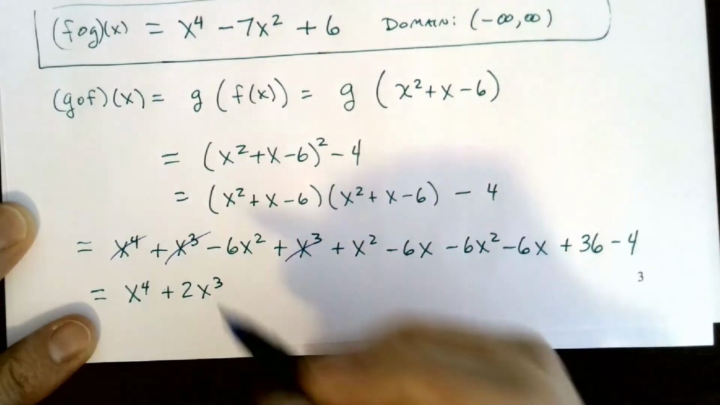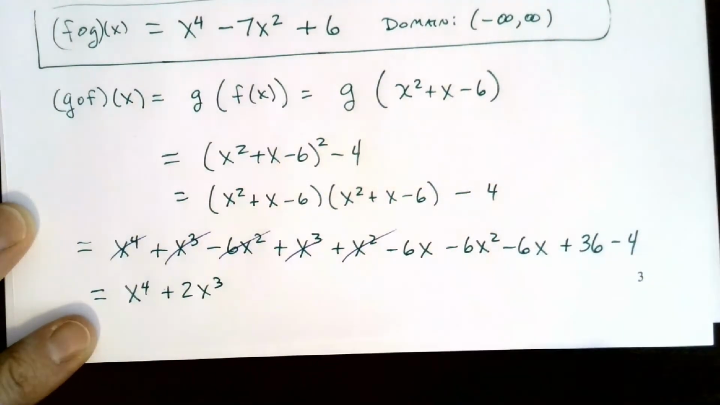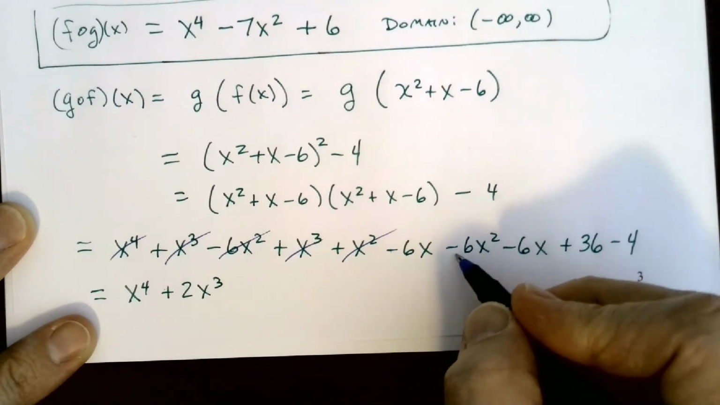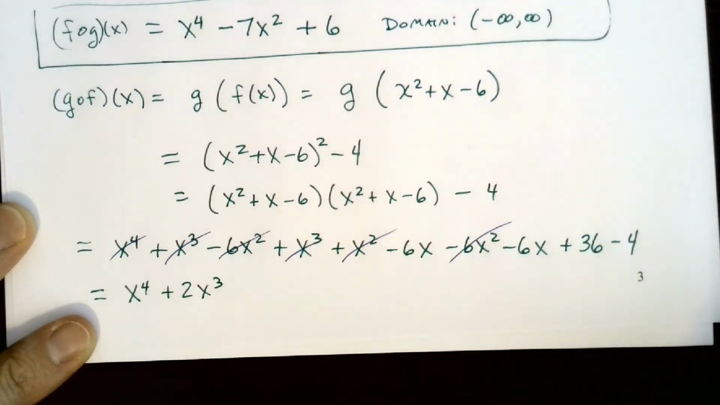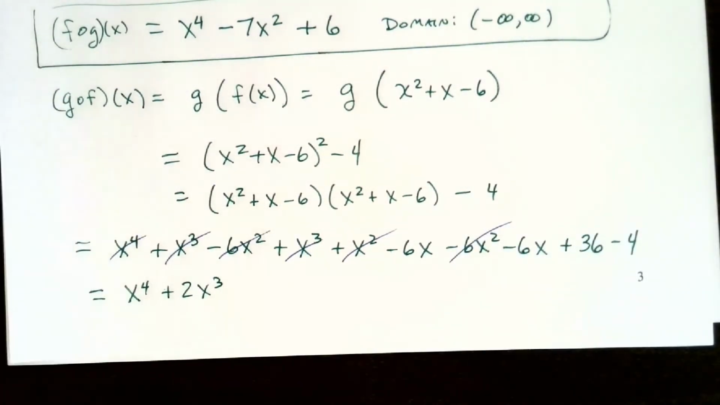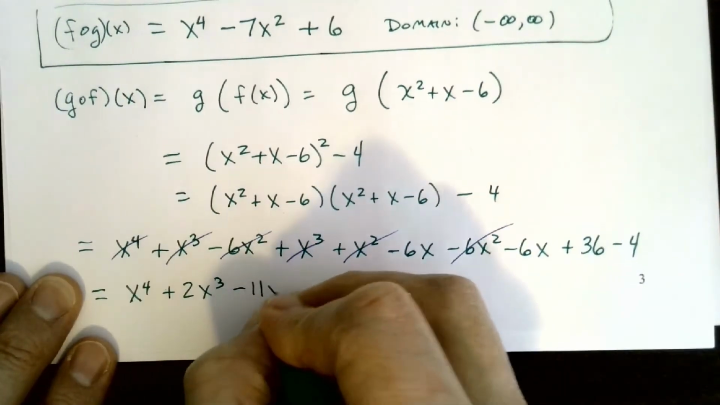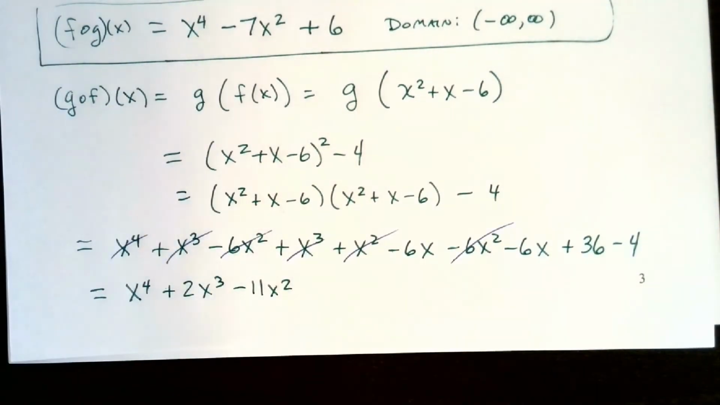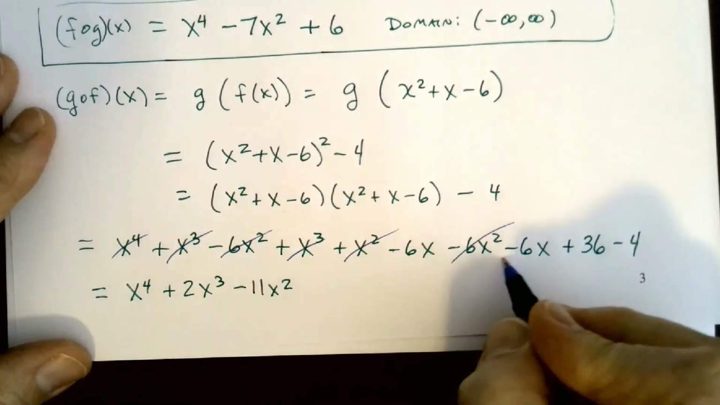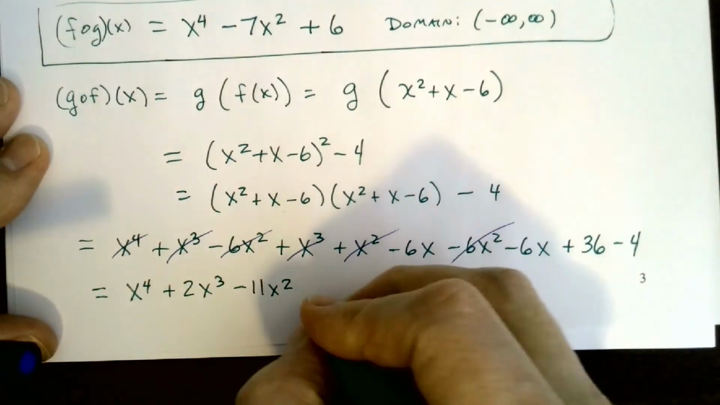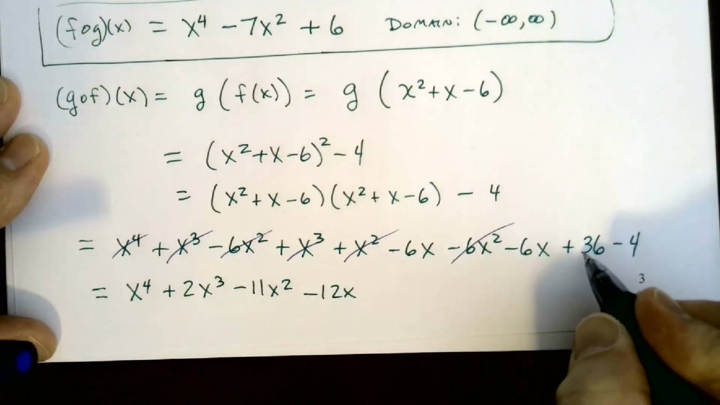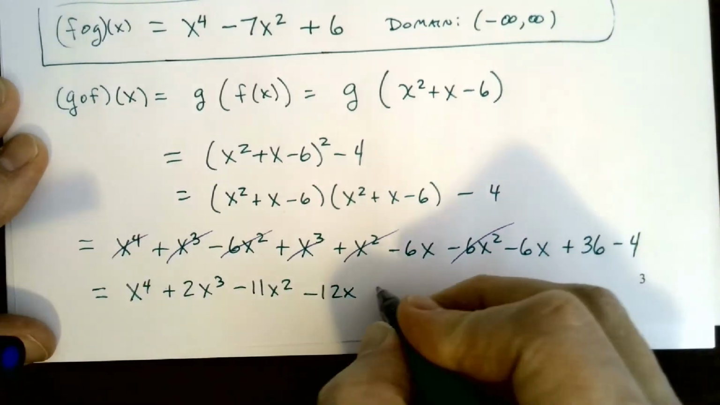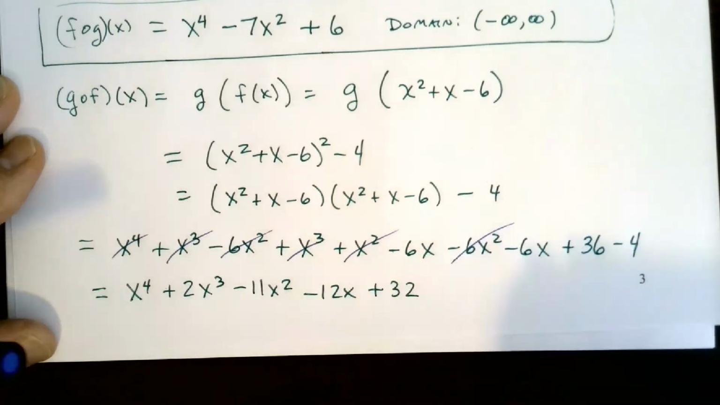I've got negative 6x squared plus 1, that's negative 5. Negative 5 minus 6 is negative 11. So I've got a total of negative 11x squared. And then the x terms, negative 6 minus 6x is negative 12x. And then 36 minus 4, 36 plus a negative 4 is 32. Whew. Okay.